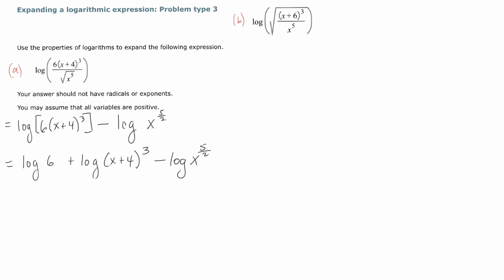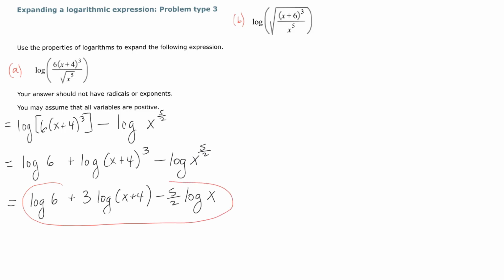Only one step left. You have another log property that says you can take that exponent and move it to the front of the logarithm to represent a coefficient. And there you go. You have manipulated the original expression to be expanded as wide as possible. Go ahead and circle your final expression.